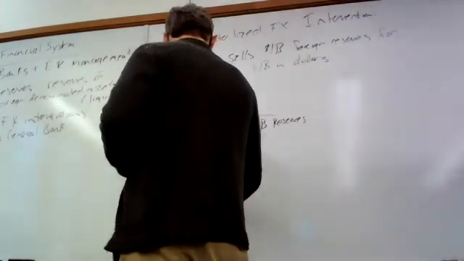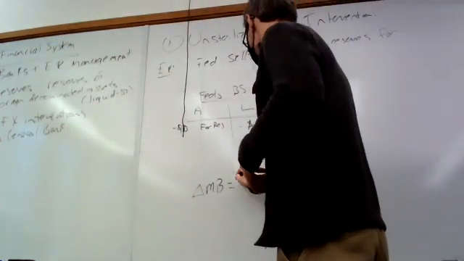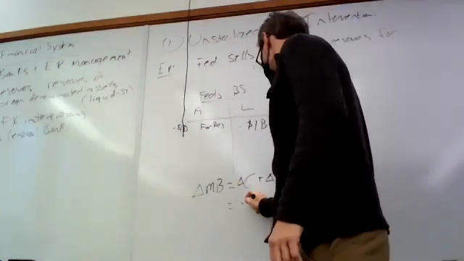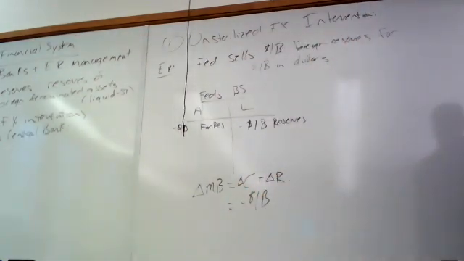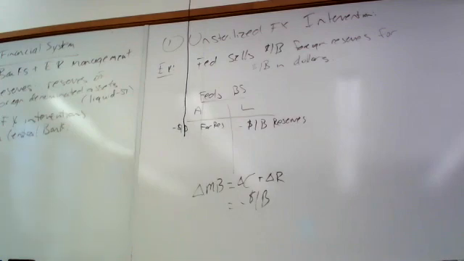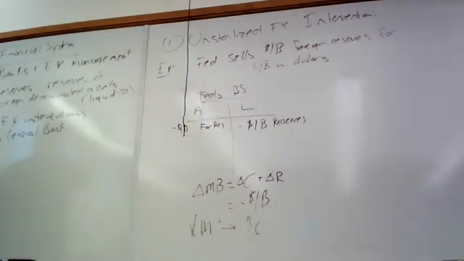What's the change in the monetary base? Well, change in the monetary base is the change in C plus the change in reserves. What's the change in reserves? The monetary base has gone down by $1 billion. What's likely to happen to the money supply? It's going to go down, right? And that's also going to put upward pressure on interest rates.